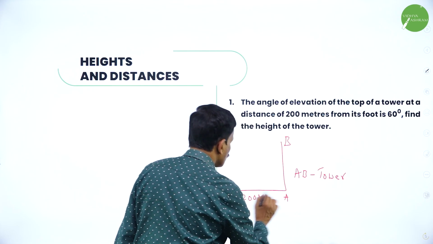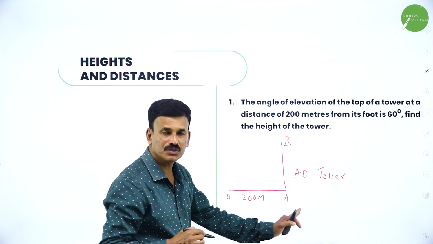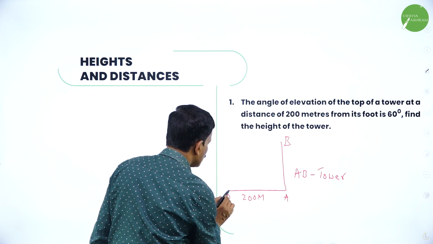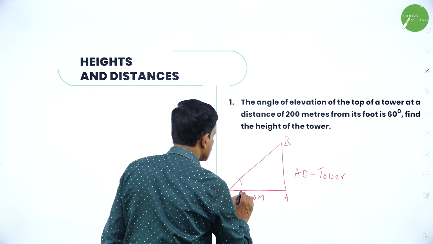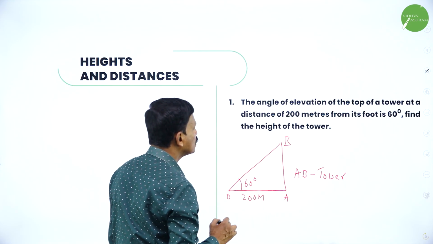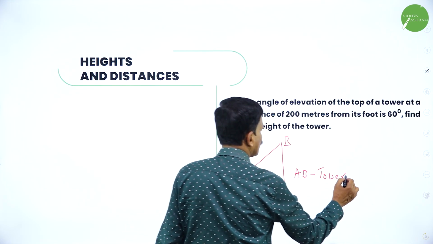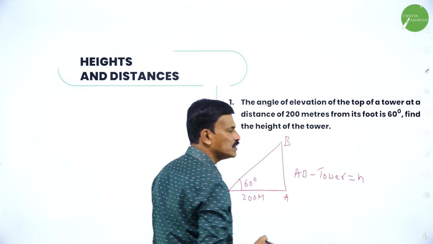The distance from O to A, the distance from the observer to the foot of the tower, is 200 meters. The angle of elevation is found to be 60 degrees. This is given. Then what is required to find is the height of the tower. H is to be determined.